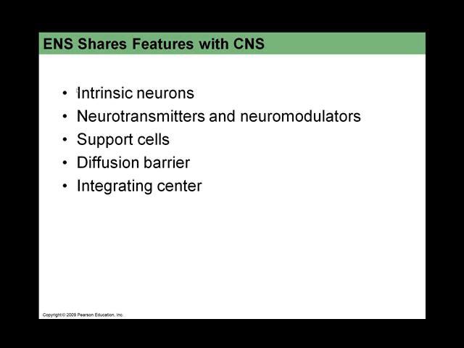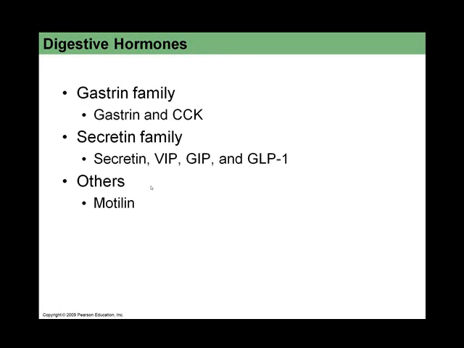type of clinical condition. So the enteric nervous system shares features with the CNS, reinforcing this idea that it is a separate nervous system in and of itself. It has intrinsic neurons, there are neurotransmitters and neuromodulators, there are supportive cells, there's a diffusion barrier, and there's an integrating center. So it is nearly complete.